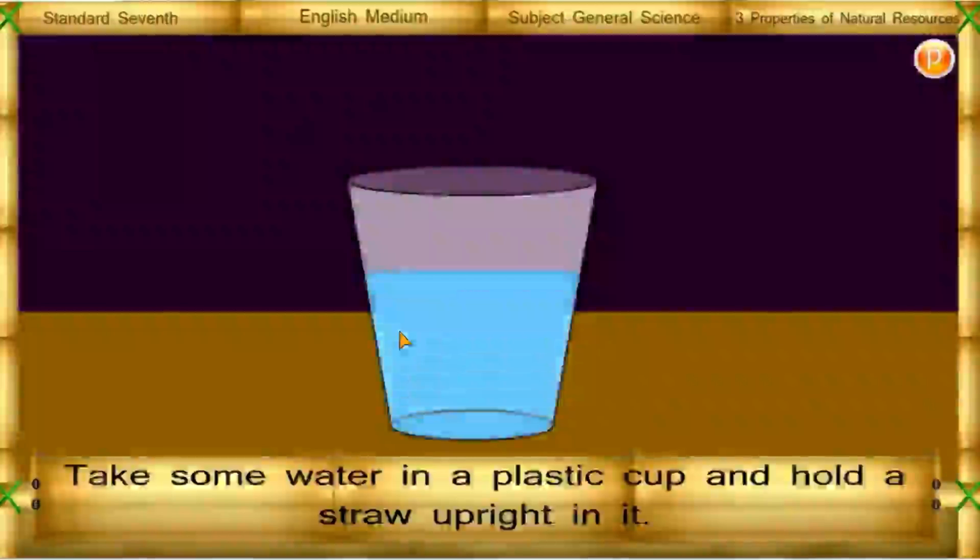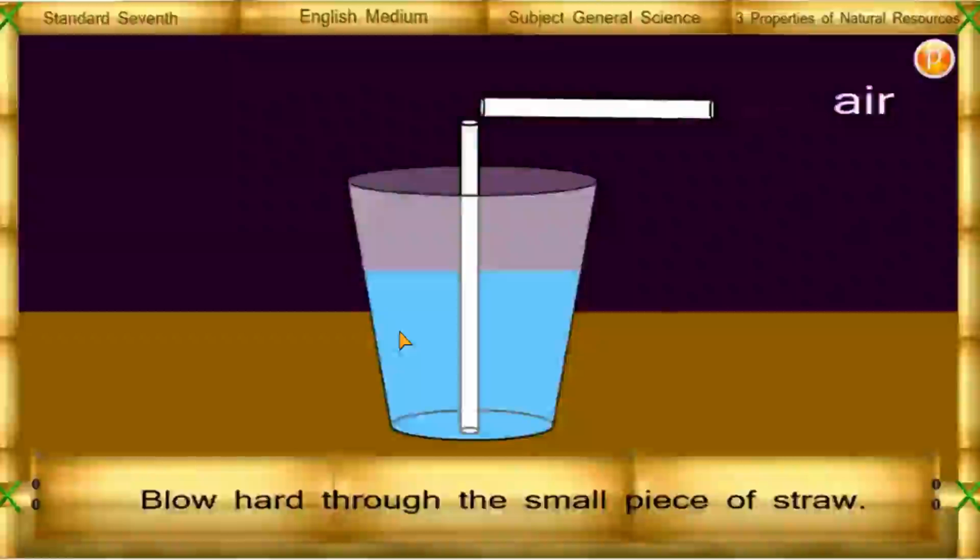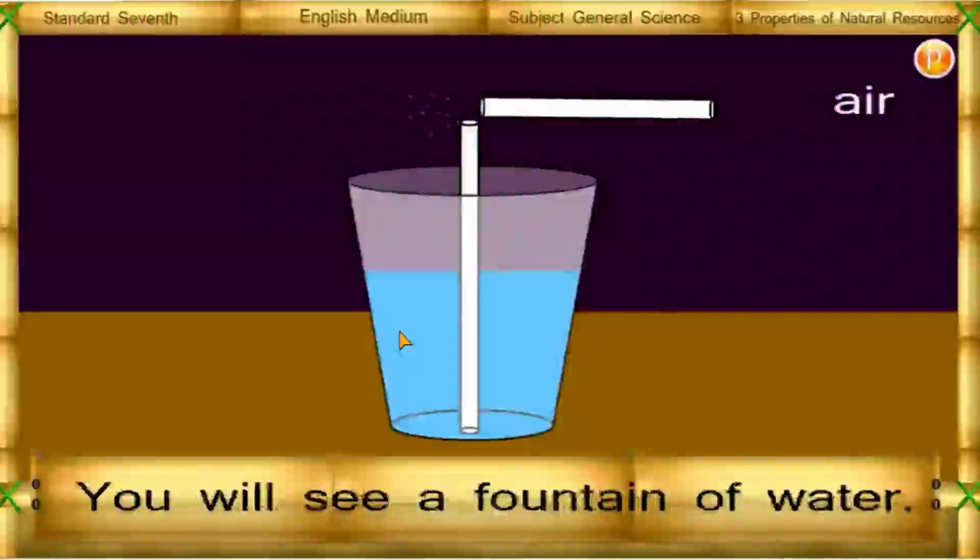Take some water in a plastic cup and hold a straw upright in it. Hold a small piece of another straw near the upper end of the first straw and perpendicular to that straw. Blow hard through the small piece of straw. You will see a fountain of water.